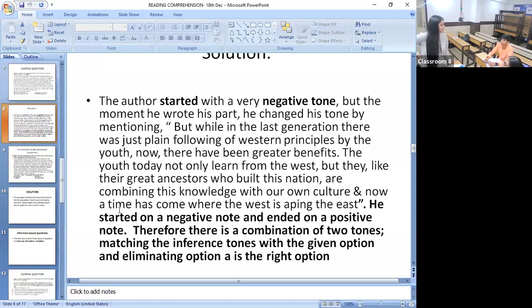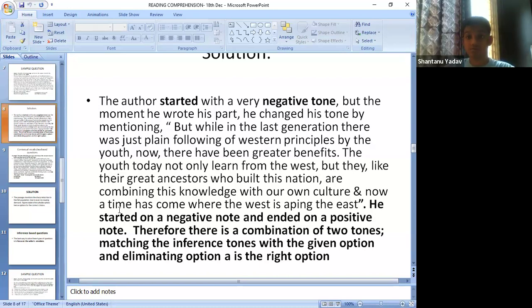What did you get from this? It's a combination of two tones. That's why matching the tone also helps in eliminating options. Did you get the two tones? No. What are the two tones? It started with the negative tone. So did you get the two tones over here, Shantanu? Which are the two tones which are used? Critical and optimistic.